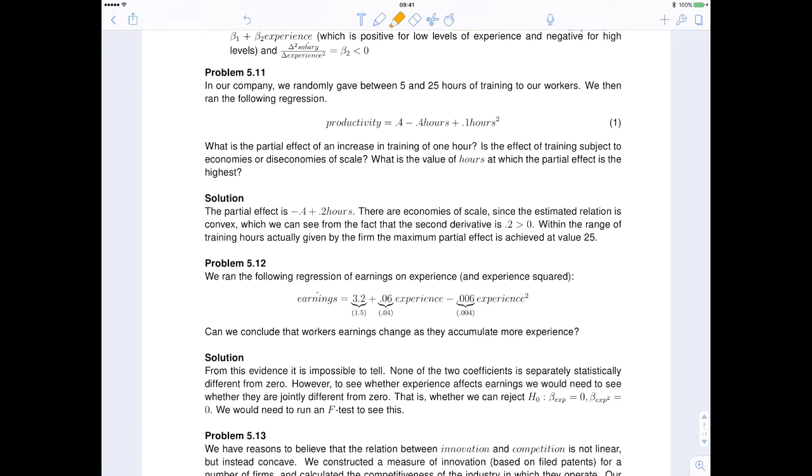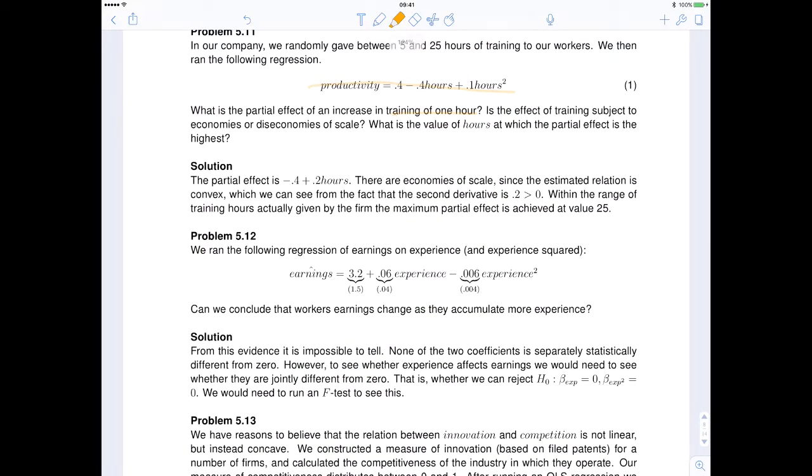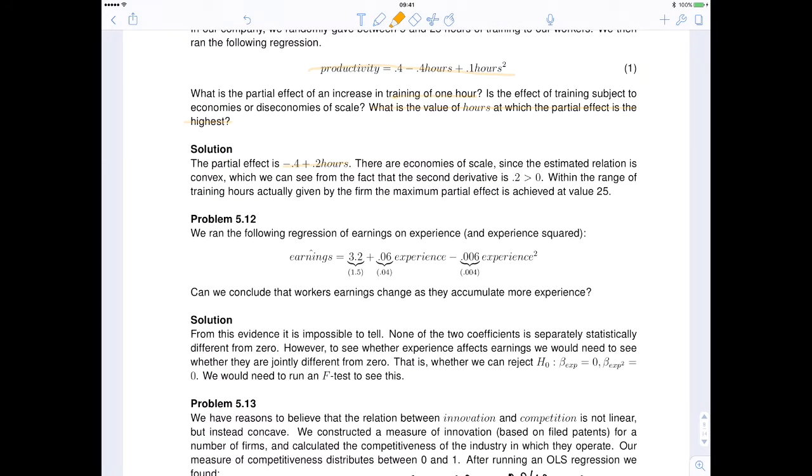Okay, 5.11. In our company, we randomly gave between 5 and 25 hours of training to our workers. Then we ran the following regression. What is the partial effect of an increase in training by 1 hour? This is standard. Is the effect subject to economies of scale? Standard. What is the value of hours at which the partial effect is the highest? Well, that should be relatively straightforward. If the partial effect is this, right? That partial effect is increasing with hours. So what do you want hours to be? The highest you possibly can get them, right? In this case, 25 is the highest.